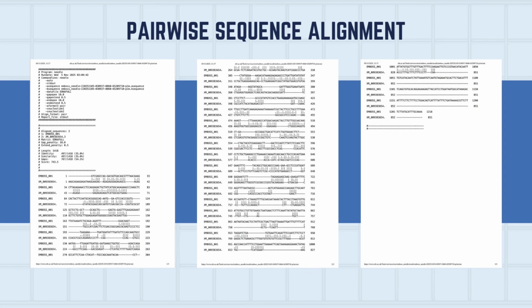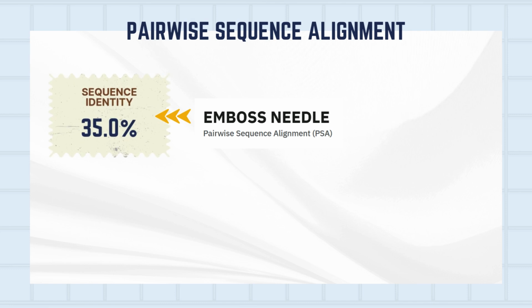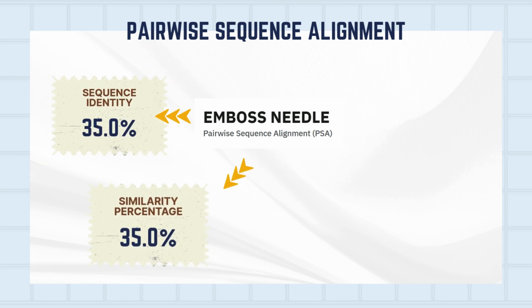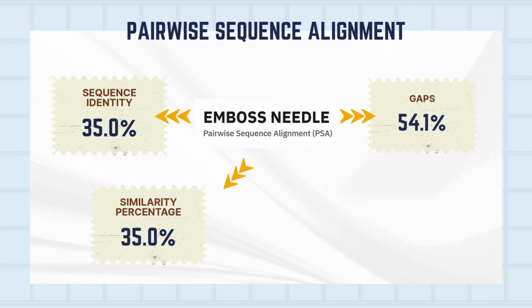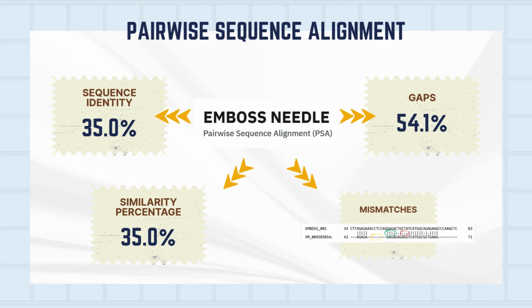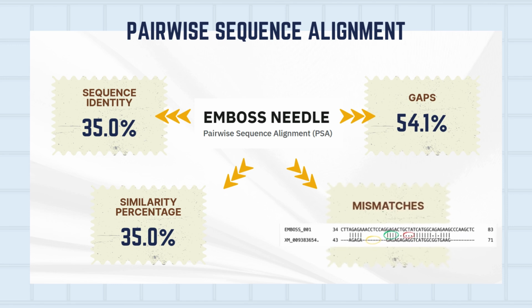We perform pairwise sequence alignment using a bioinformatics software tool called EMBOSS Needle. These are the 3 pages of its results. Using EMBOSS Needle, we have obtained that the sequence identity of these 2 genes is 35%. The similarity percentage is also 35%. Its gaps are 54.1%. And the mismatches can be recognized.